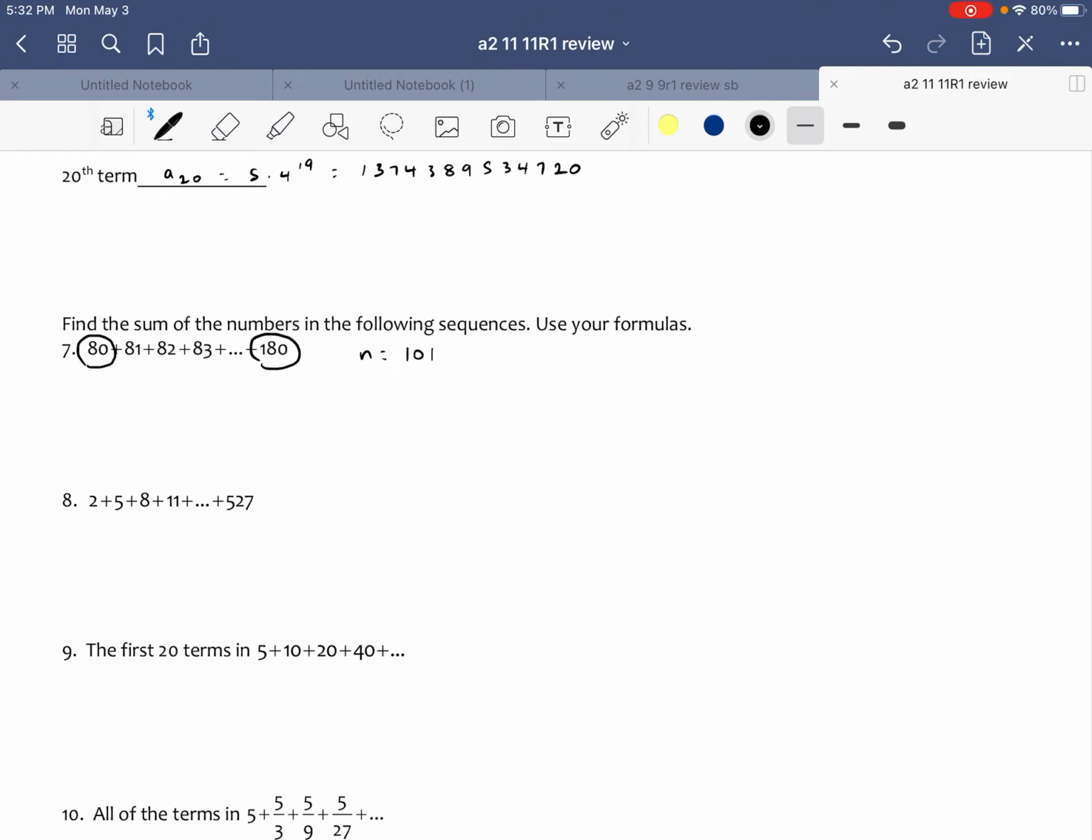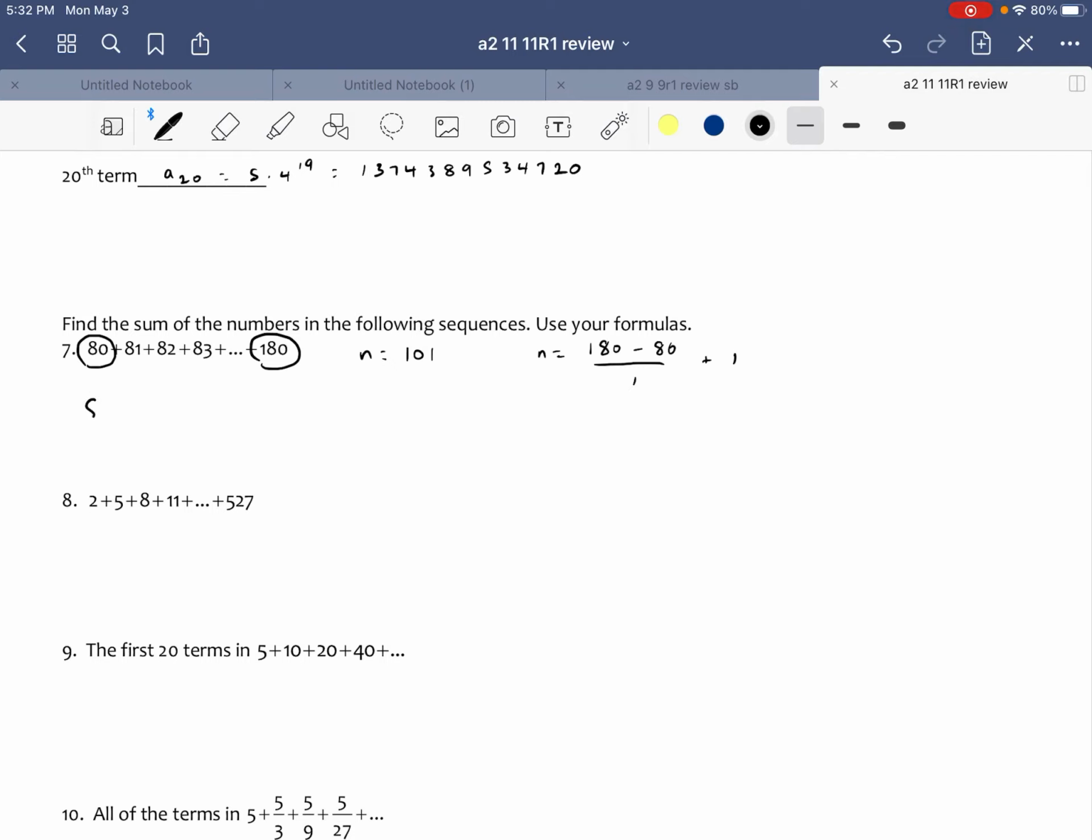If that confuses you there, remember the formula for figuring out how many numbers you have. You take your last number, you subtract your first one, you divide that by your common difference, we're going up by 1, and then you always add 1 at the end. Adding that 1 is something some people forget to do.